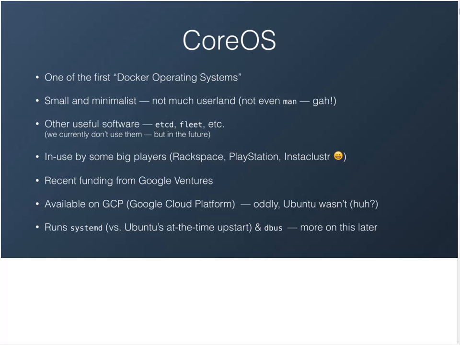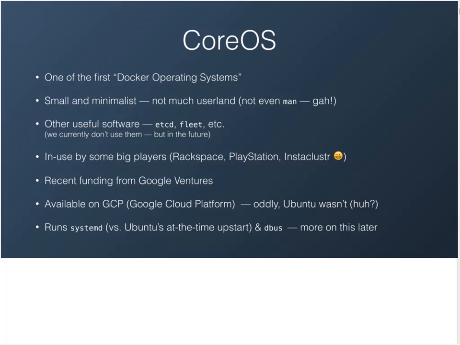CoreOS is well supported. It's in use by some of the big players in the market. Rackspace uses it, PlayStation uses it, we use it. Recent funding from Google Ventures was given to the CoreOS guys. And so it starts to validate the fact that it's becoming one of those names that, when you talk about Docker, people go, oh, are you using CoreOS as well to run your containers?